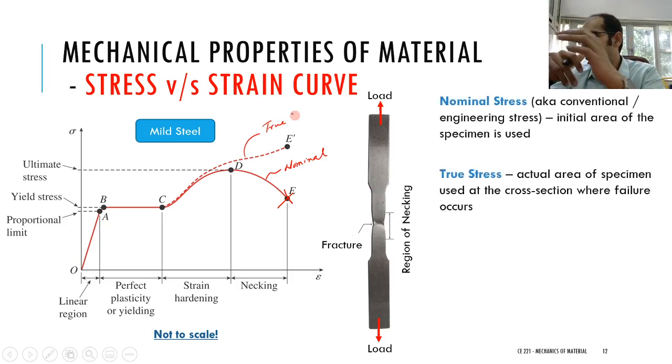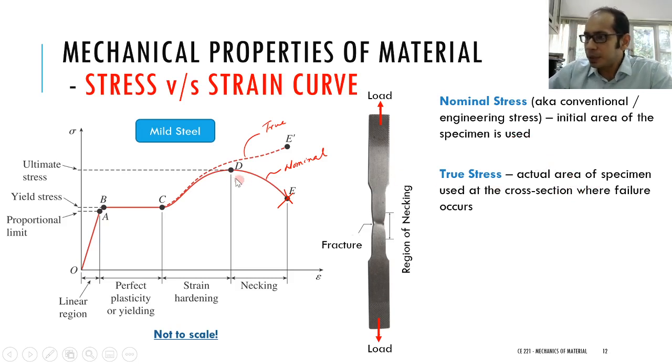Which is also shown over here: the nominal stress is the conventional engineering stress, which is most used for engineering purposes. It uses the initial area of the specimen, whereas the true stress uses the area of the cross section as it keeps reducing slowly and slowly.